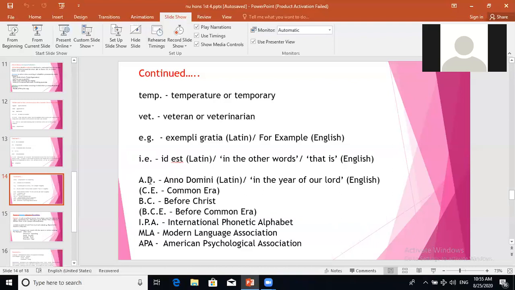AD, someone by mistake said "after death", that is wrong. BC means before Christ. Now it is known as BCE, before Common Era. IPA, International Phonetic Alphabet. MLA, Modern Language Association. APA, American Psychological Association. These are the abbreviations.